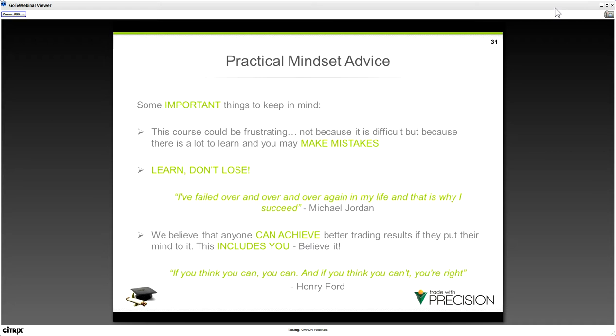At Traders Precision, we're of the belief that anyone can achieve better trading results if they just put their mind to it. What we're teaching is the process of getting good at doing something, and that always takes time, right? Henry Ford puts it this way: if you think you can, you can, and if you think you can't, you're right. Henry Ford really initialized the Industrial Revolution in this country and idealized this process of specialized labor with the assembly line, right? So, pretty smart guy.